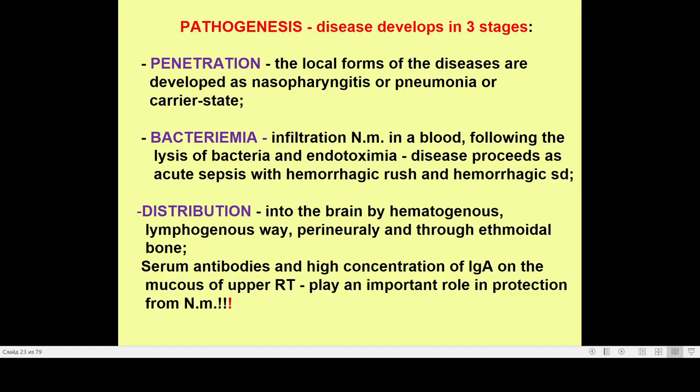In this situation, meningococcemia is suspected, but maybe not so acute a form of disease, but maybe distribution into the brain by the hematogenic way, lymphogenic way, perineurally, and through the medial bone. And due to it, the patient may develop meningitis.